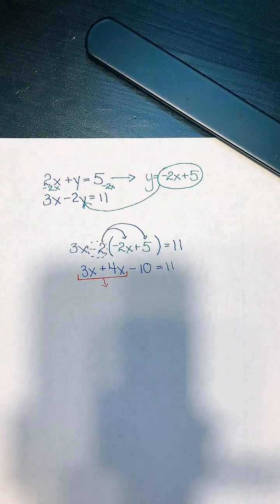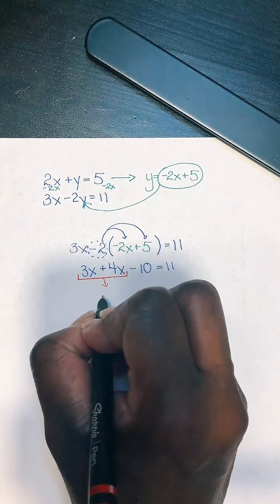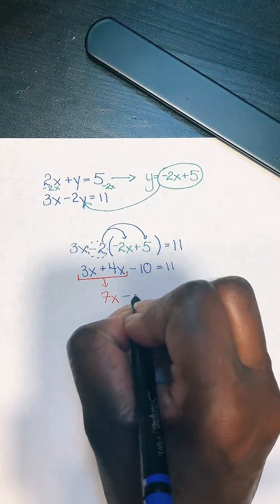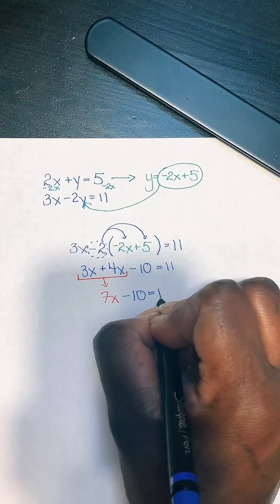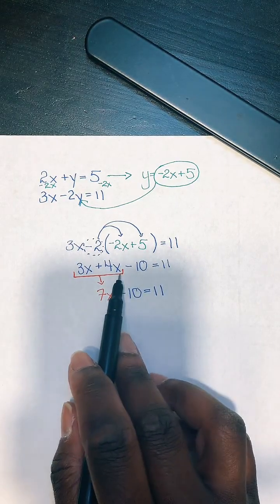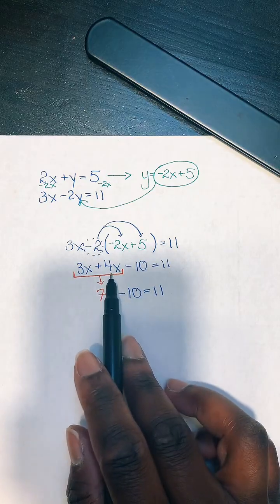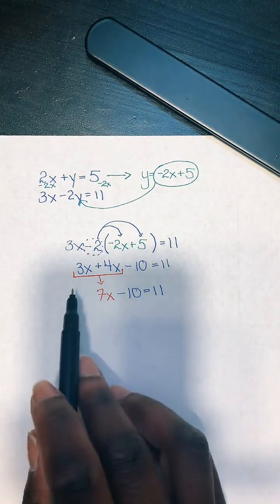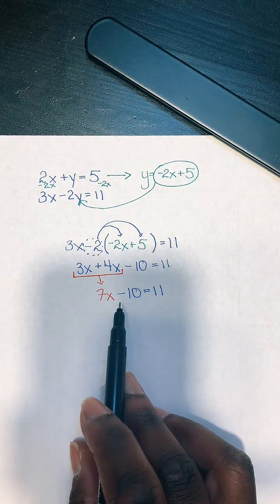Good. Yeah, 7x, 7x, 7x. Awesome. So we got our 7x. We're bringing down our minus 10 equals 11. Okay. What do I do next? Okay. These are adding. There's no negative because that 4 is not negative. A negative times a negative gives me a positive. So 3 plus 4, that gives me my 7x.